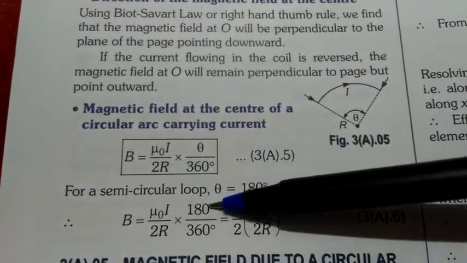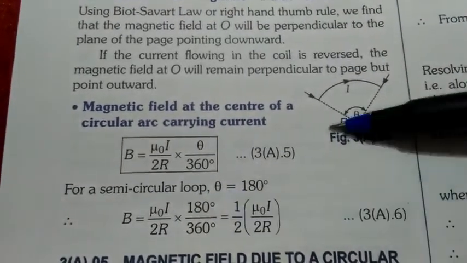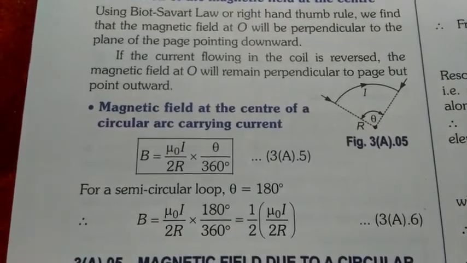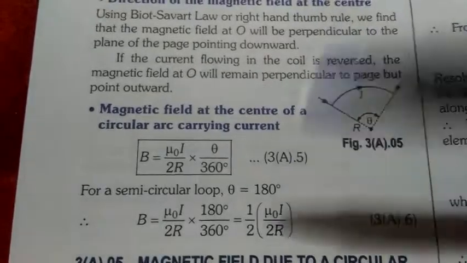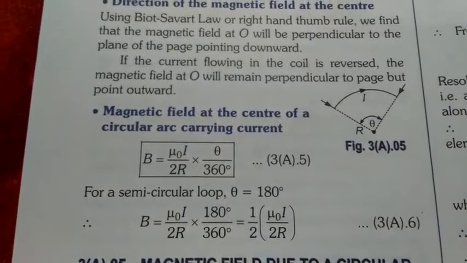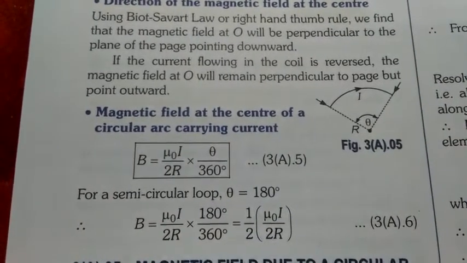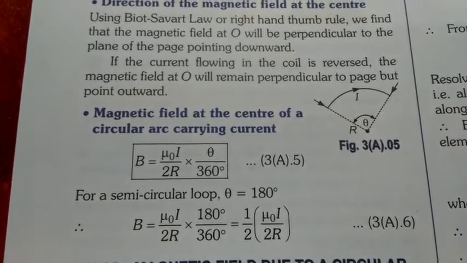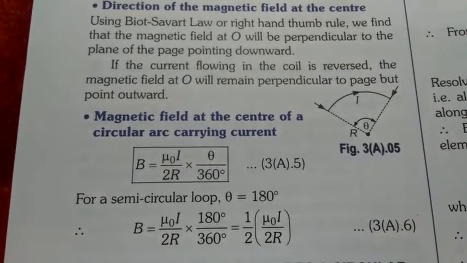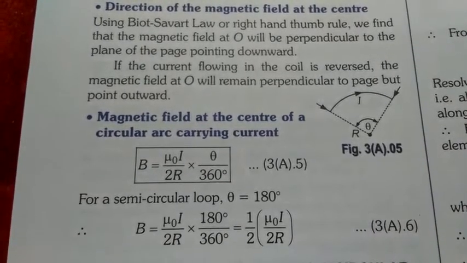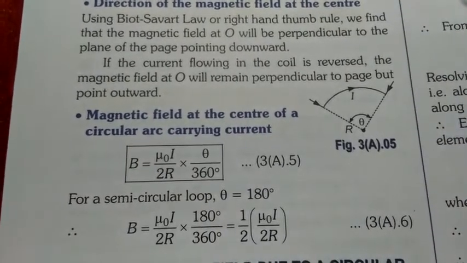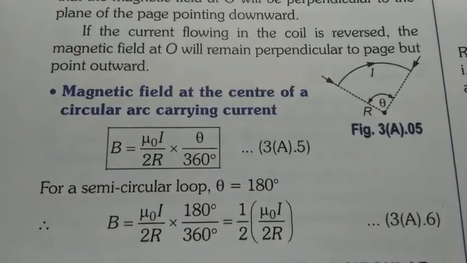Suppose a semicircular loop is there. For a semicircular loop, this angle will be a straight line, that is 180 degrees. When we put 180 degrees, we can easily see that the magnetic field will become half of the full circular loop one. And if it is 90 degrees, obviously it will become 1/4 times. So like that, by putting the value of theta, we can find out the value of magnetic field due to different shapes, different arcs.